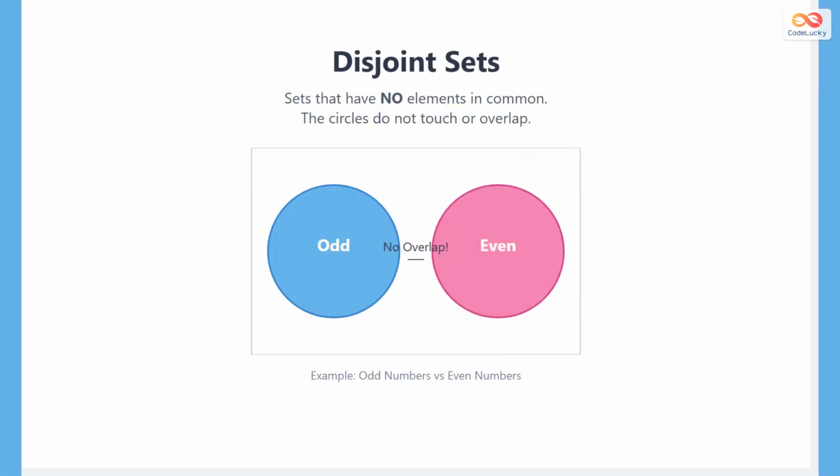What if groups have nothing in common? These are called disjoint sets. For example, a number cannot be both odd and even. In a Venn diagram, their circles are completely separate and never touch.